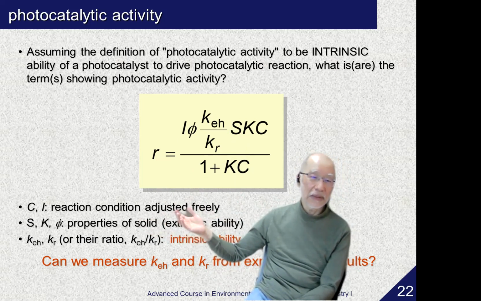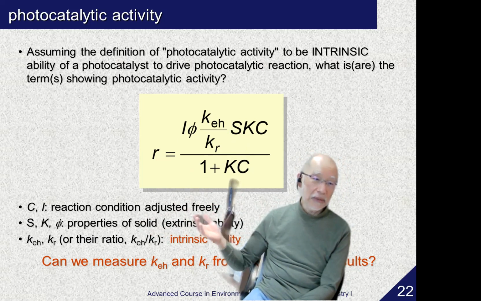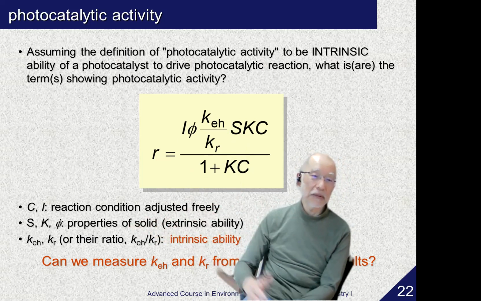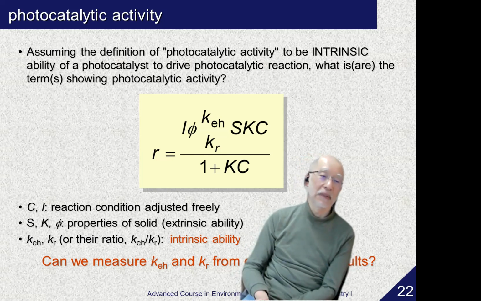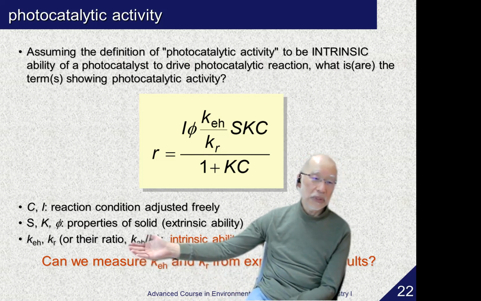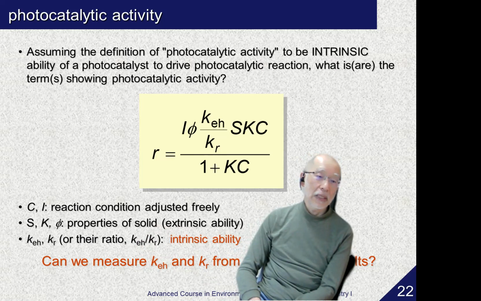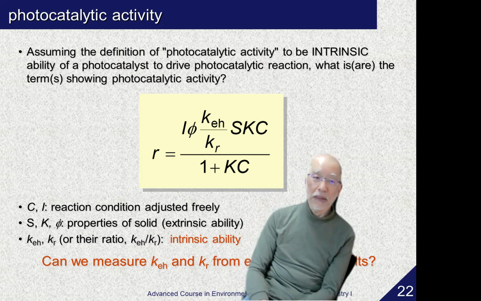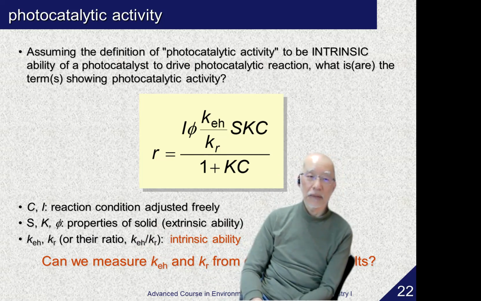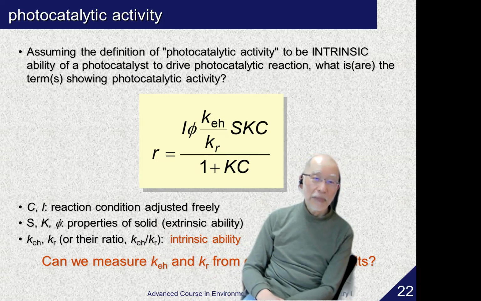for example, C and I is not the property of photocatalyst, and S, K, phi, that is the property of photocatalyst, but that is not directly related to photocatalytic reaction itself. And what we have to see is the KEH and the KR. But actually, it is very difficult to even extract KEH, KR part only. And even if we can obtain KEH and KR, it is impossible to separate KEH and KR. この辺がもう限界です。This is the limitation of photocatalytic reaction study in photocatalysis.